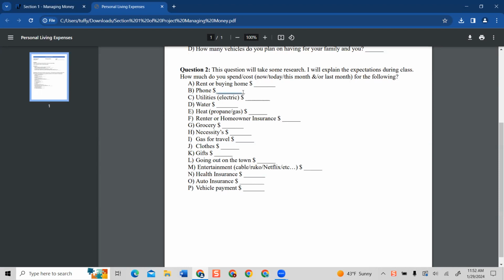And then your cell phone bill. If you're not on your own private plan, then you need to figure out how much your cell phone costs on the bill. So that's all you need to put here. I'm just needing the money here. And it's per month, guys, per month.